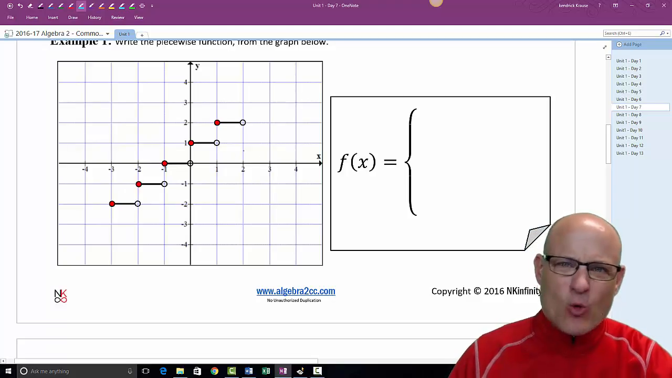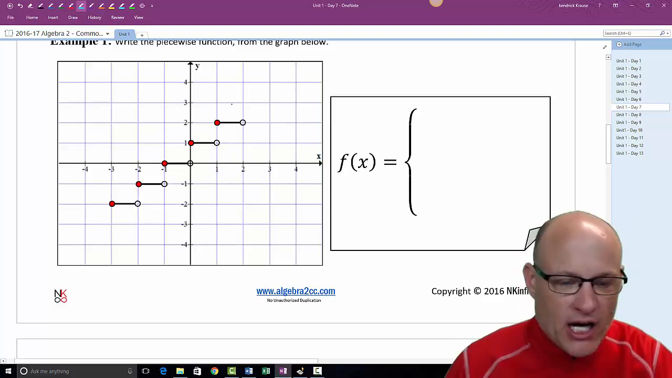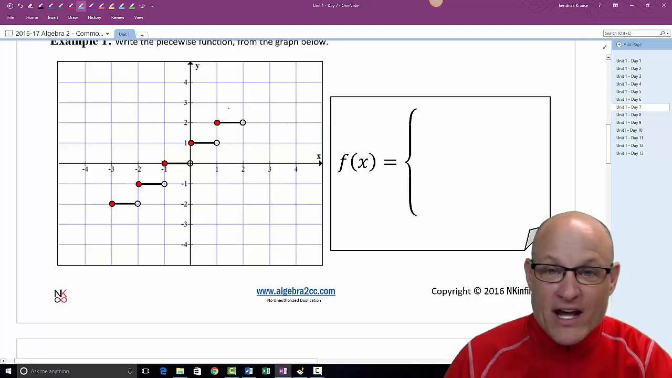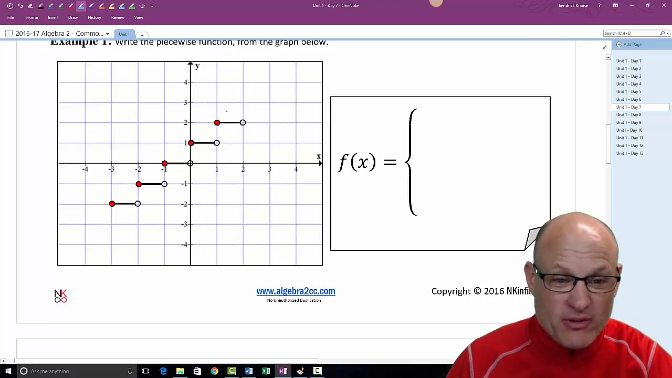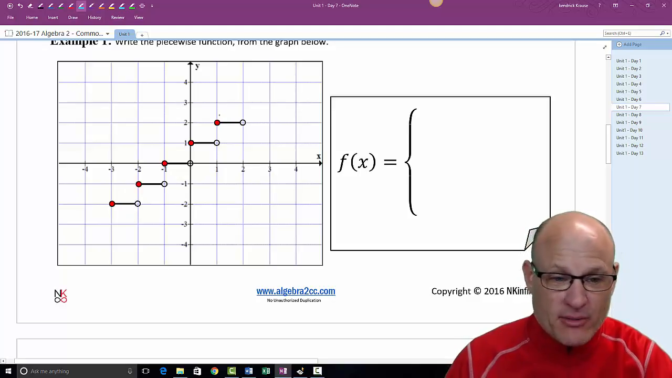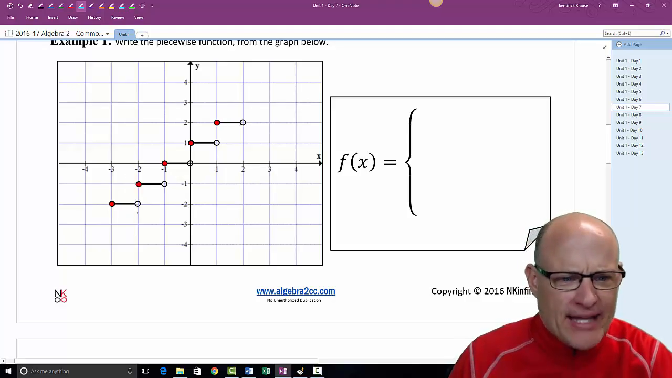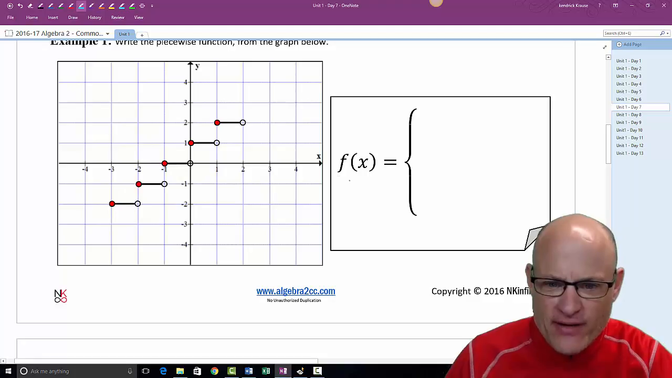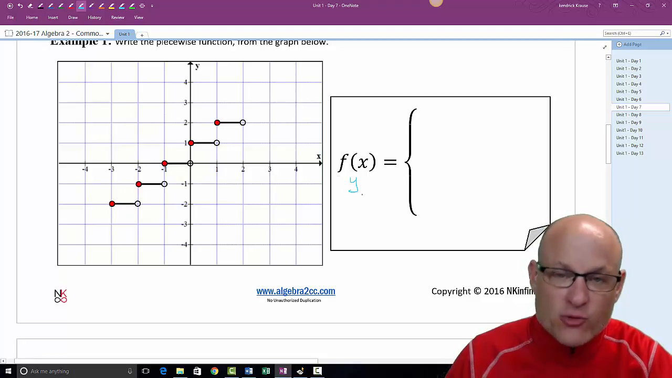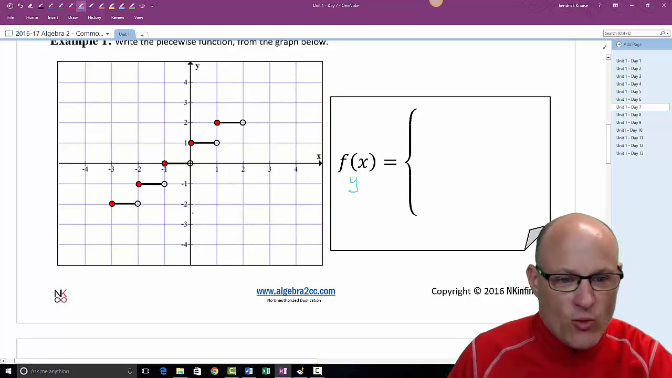So let's talk about how we write up this piecewise function. It shouldn't be very difficult, but we're going to talk about it because I want to make sure you understand this. So at this point right now, f of x, remember f of x stands for the y values, and I just went through some of the y values. One of the y values is -2.